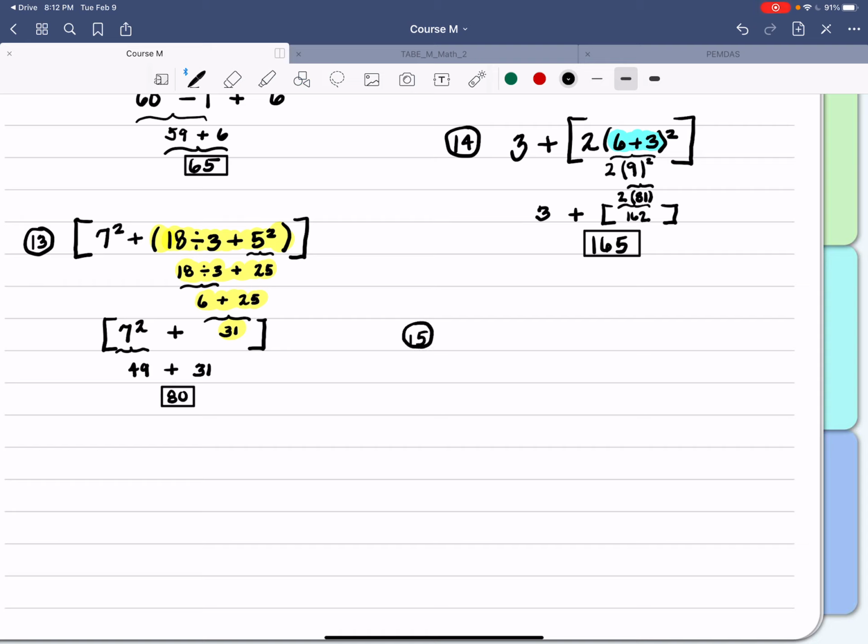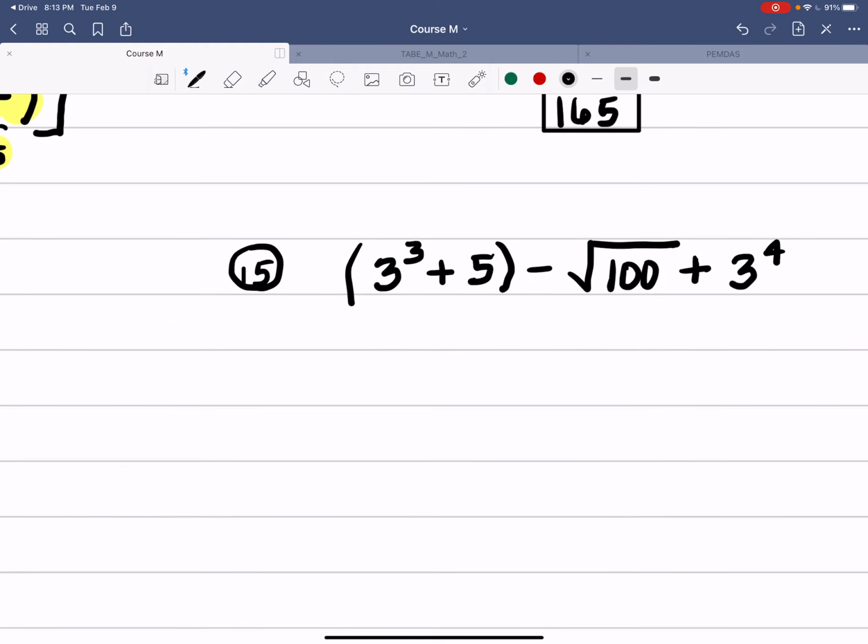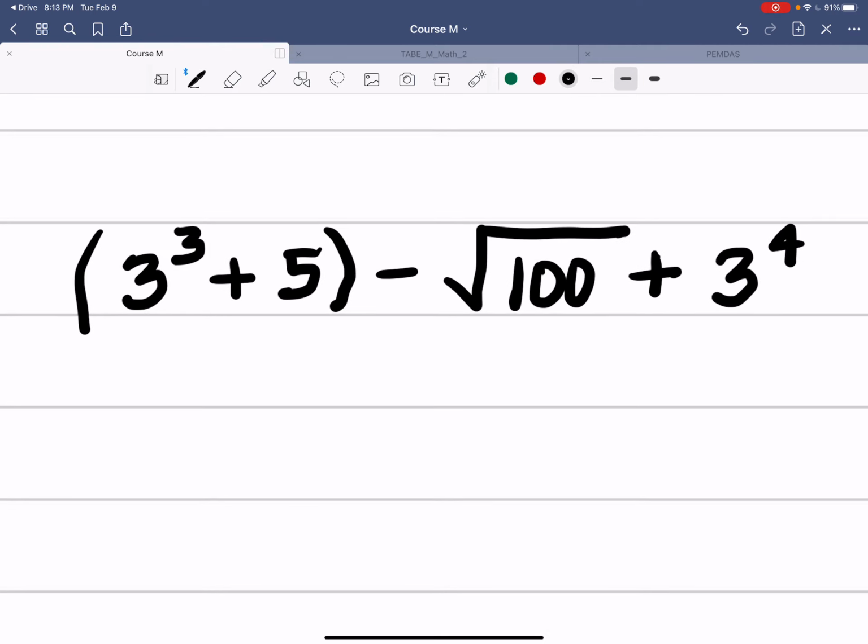We have 2 more to do here. I have 3 to the third power in parentheses plus 5 minus the square root of 100 plus 3 to the fourth power. So these have some bigger exponents, and we also have the root this time. So we know parentheses first. We don't have a choice. We have to start in the parentheses.